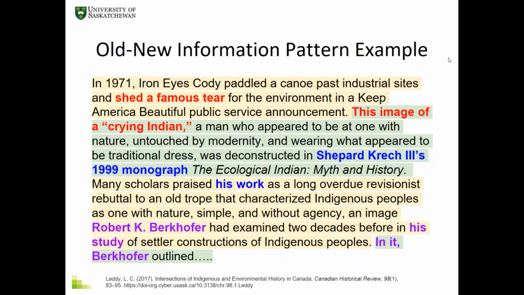Then at the end of the next sentence, we have Shepherd Krech the Third's 1999 monograph (it's a great name) as the new information, and it now becomes old information in the next sentence, which is two little words: "his work." And then at the end of the next sentence, we have Berkhofer and his study mentioned. Then at the beginning of the next sentence, we have it as old information, "the study," and then Berkhofer's name repeated. So this is the way it might look in another paper.